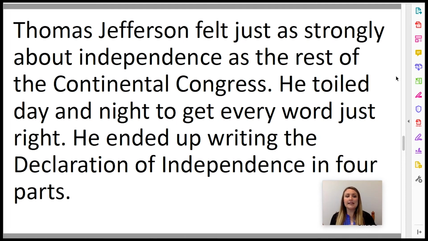Listen to this sentence. He toiled day and night to get every word just right. Toiled means to struggle. So Jefferson struggled with writing the document for many weeks. Why do you think Jefferson spent so much time on this document? Great. The text stated because he wanted to get every word just right. How many parts did the document end up having? Excellent. 4 parts. We want to make sure that we record those on the next side of our note taker. So go ahead and get your paper ready.